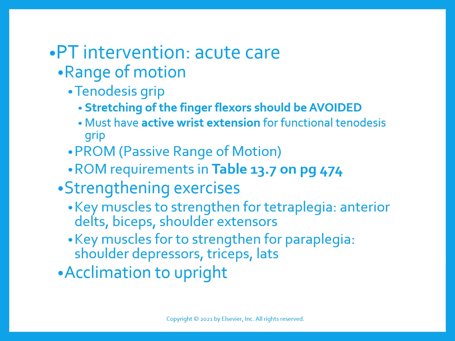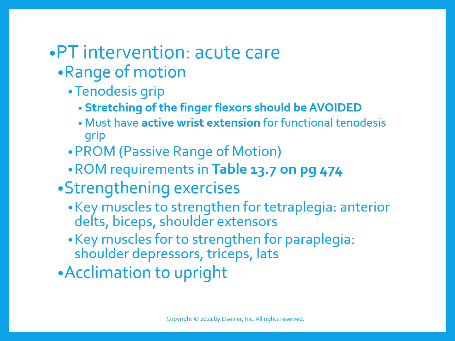Strengthening exercises, we're going to have different emphasis depending on the level of injury and how many muscle groups are affected. Key muscles to strengthen for patients with tetraplegia are going to be the anterior delts, the biceps, and the shoulder extensors. Key muscles to strengthen for paraplegia are going to be the shoulder depressors, the triceps, and the lats. And those are going to contribute more to our ability to transfer and functional mobility.